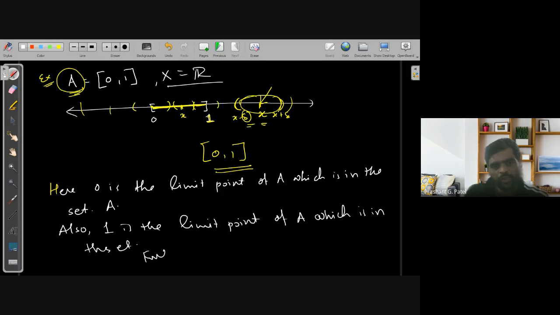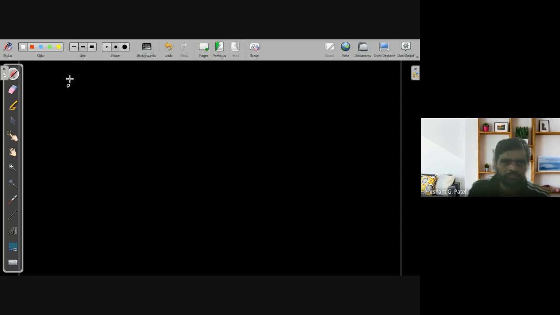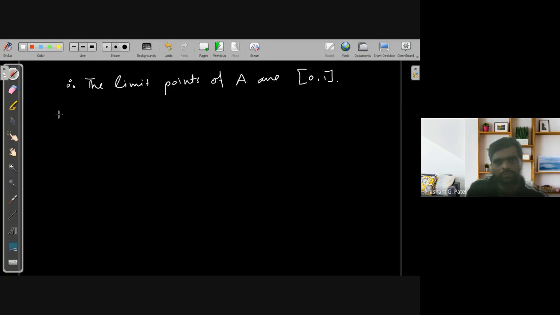Further, any point x which is in between this is also a limit point of A. Therefore, the limit points of A are the closed interval [0, 1].